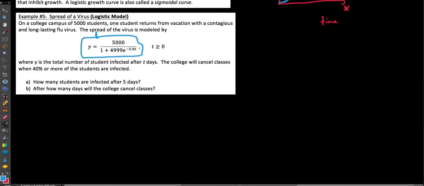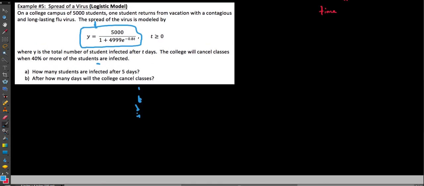So let's take a look at this example that I give here. It says, on a college campus of 5,000 students, one student returns from vacation with a contagious and long-lasting flu virus. The spread of the virus is modeled by this function y as a function of t or x, where y is the total number of students infected after t days.